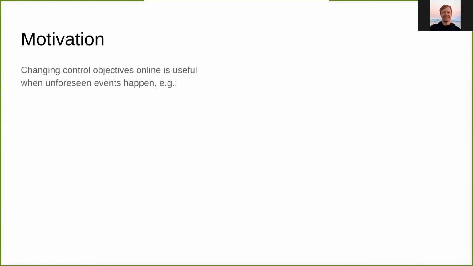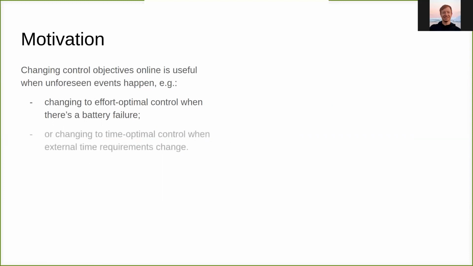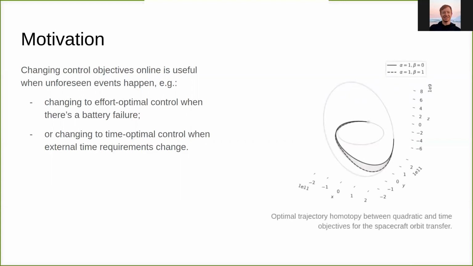Our primary motivation for this paper is that it would be useful for autonomous systems to be able to change their control objective online in response to unforeseen events. Such a situation could arise in a system that is minimizing time of travel, but all of a sudden discovers that it has a battery failure and needs to switch to minimizing effort. Or in a system that is minimizing effort, but all of a sudden needs to reach its destination earlier than expected. Or perhaps there is an external event that requires a certain balance in objectives, like the gray trajectories illustrated here for the spacecraft orbit example, which represent different trade-offs between two different objectives. In all these cases, an optimal controller that can adapt its behavior online is needed.